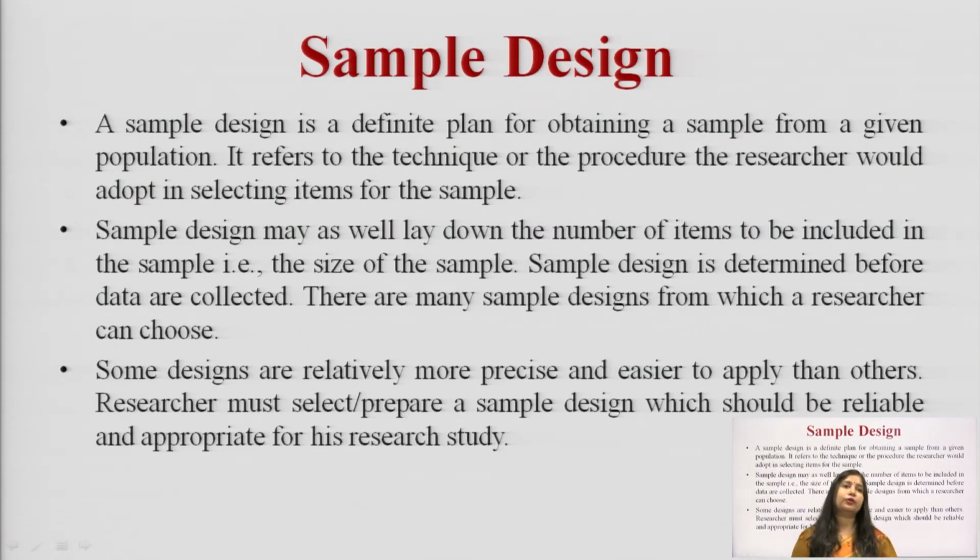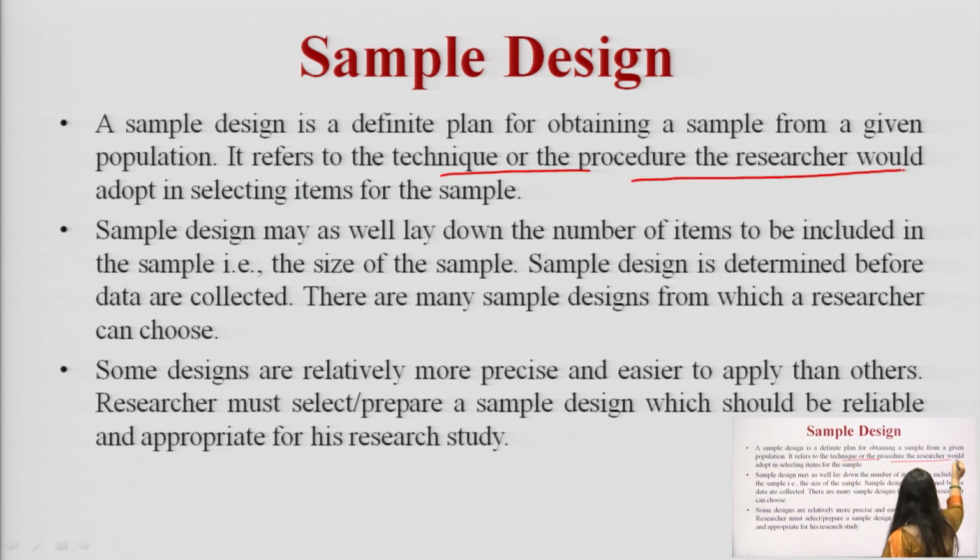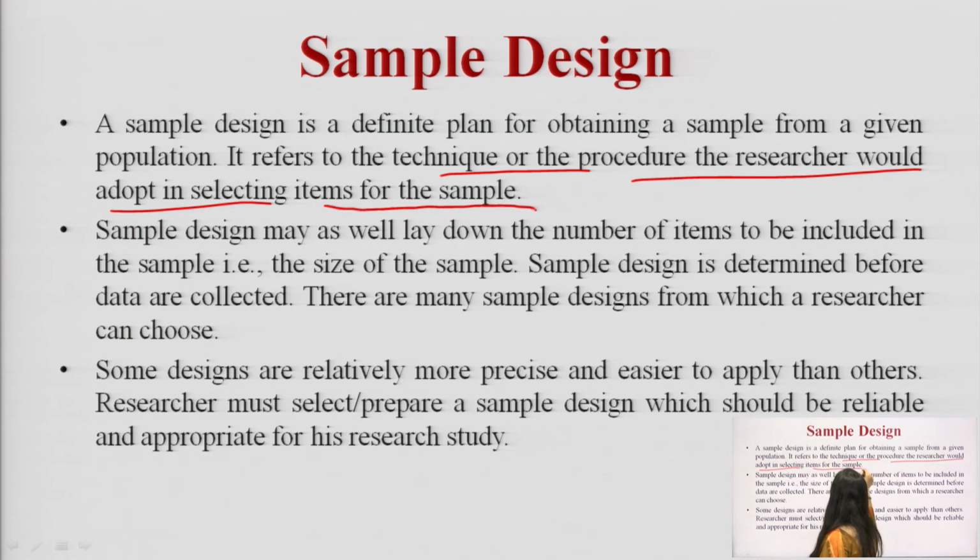After that, we are going to understand what the sampling design, or the method or type of sampling, is. The sampling design is the definite plan for obtaining a sample from the given population, and it refers to the technique or procedure the researcher would adopt in selecting items for the sample. It means how you are going to select a customer. Suppose you are conducting research on customer satisfaction: from which customers are we going to select our data?